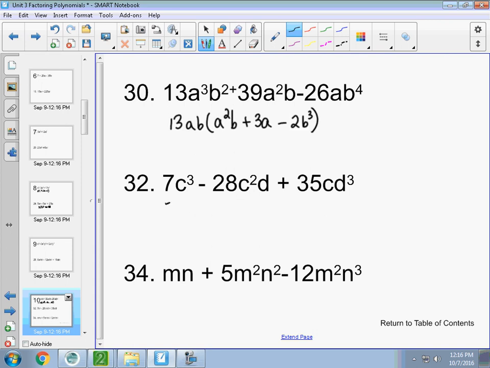I can factor out a 7 and a c, leaving me with c squared minus 4cd plus 5d squared. And the last one, I can factor out an m and an n, leaving me with 1 plus 5mn minus 12mn squared.